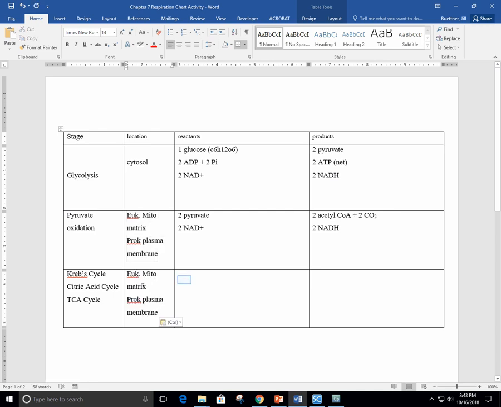And then in the Krebs cycle, I'm just going to copy this, your location is the same as pyruvate oxidation. And you're going to start from those two acetyl-CoA. And ultimately, through decarboxylation reactions, all of those carbons are going to be converted to CO2. So this is really important. By the end of the Krebs cycle, all 6 carbons of your original glucose have now been changed to CO2.